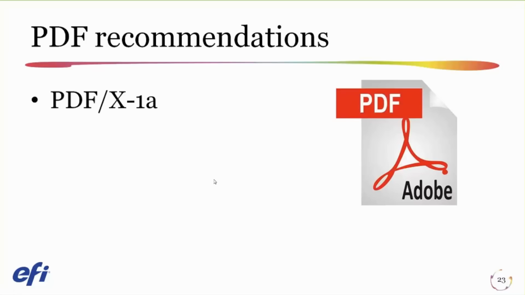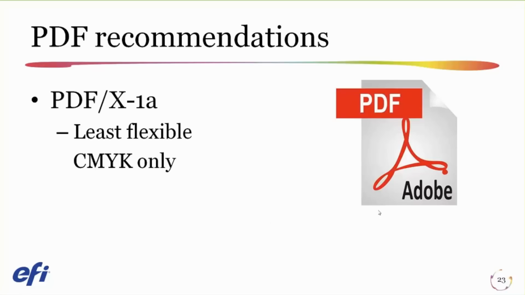One of the first is PDF X1A. So we're used to looking at PDF, but you want to look at the designation past the PDF to see what type of PDF file it is. And X1A is really kind of the least flexible file. It can only contain CMYK data. You cannot embed ICC profiles.